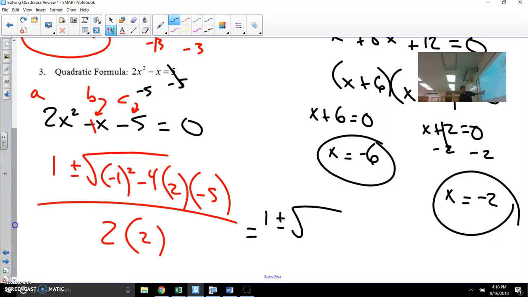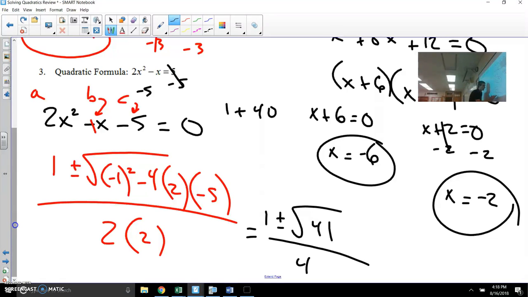So this is really 1. Negative 1 squared is 1. Maybe I'll have just some middle math up here. Negative times a negative is a positive. 4 times 2 is 8, and 8 times 5 is 40. So see, this is what I'm talking about. You're getting a non-perfect square, square root of 41.